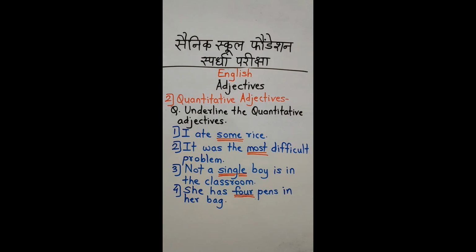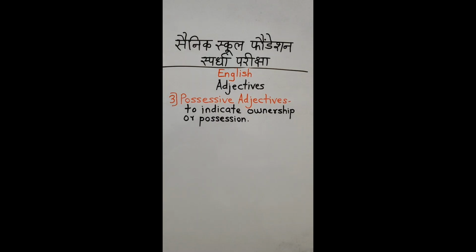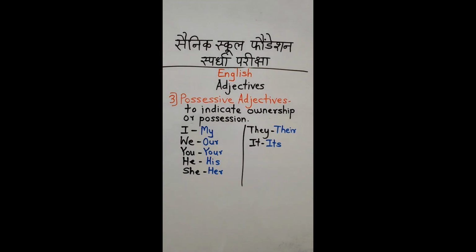Now we will see the third type of adjectives, that is the possessive adjective. These are words that are used before a noun to indicate ownership or possession. All such words are called possessive adjectives. By these words we get to know whose ownership or right is there on the given object in a sentence. The words my, our, your, his, her, its, their are possessive adjectives.